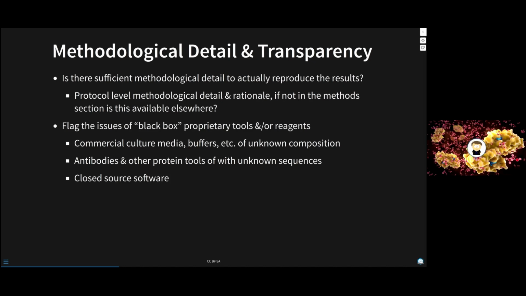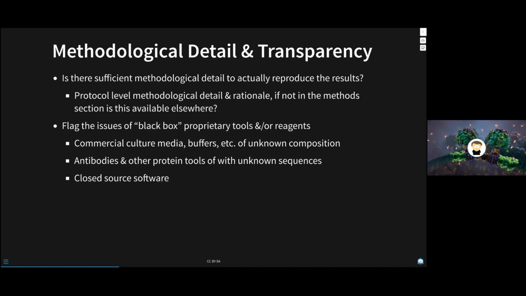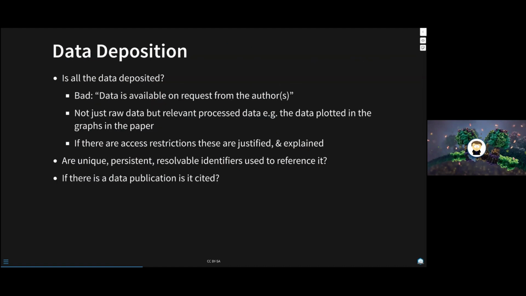So you can't go in and query exactly what the components are and thus come up with any theoretical or logical problems that they might pose. So getting rid of black box elements. When it comes to data deposition, we don't like to see things like data available on request. It's better than it not being available on request, but it is not particularly specific. It doesn't indicate that it's archived anywhere properly.